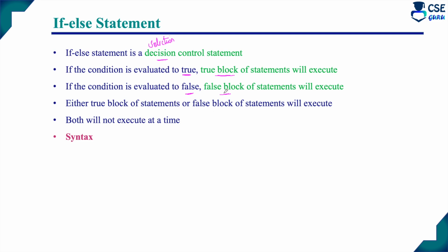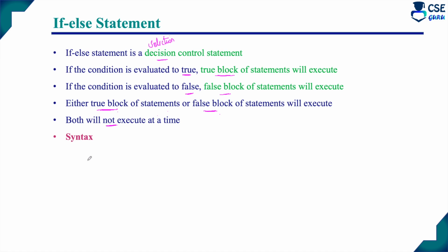Here, at a time, either the true block statement or the false block statement will execute. Both will not execute at a time. If the condition is true, the true block statement will execute. If it is false, the false block statement will execute. There are only two alternatives, and any one alternative only will execute at that time. Both will not execute at that time. That is the meaning.